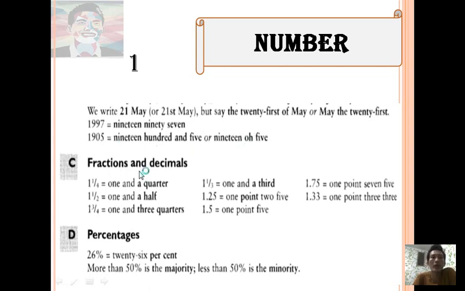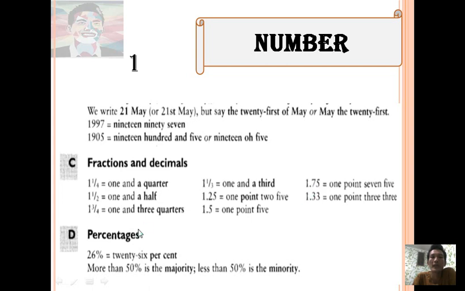See here, for number there are fractions and decimals. You are able to mention 1 1/4, 1 1/2, 1 3/4, 1 1/3, 1.25, 1.5, 1.75 and 1.33.